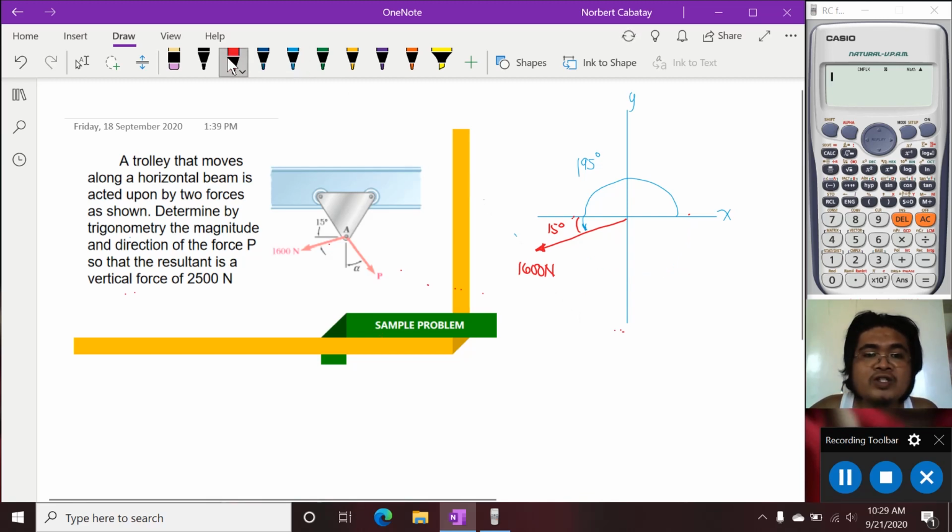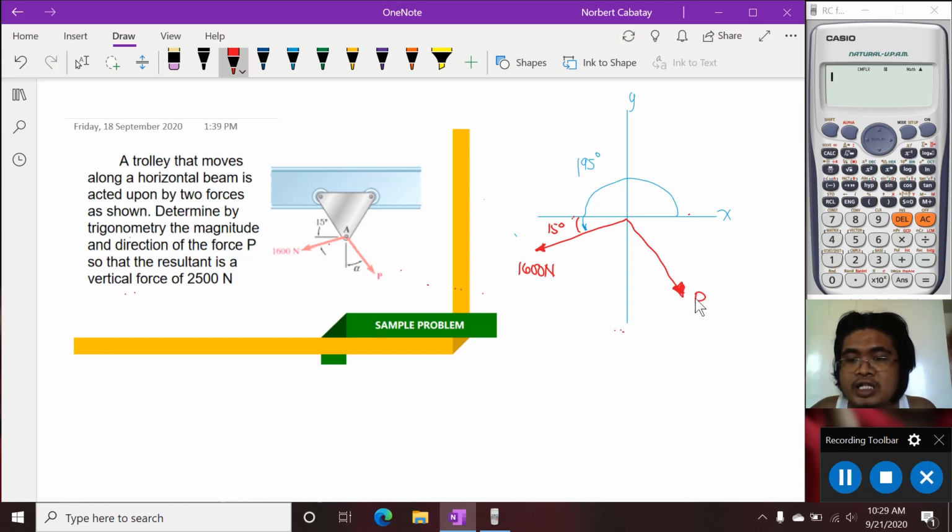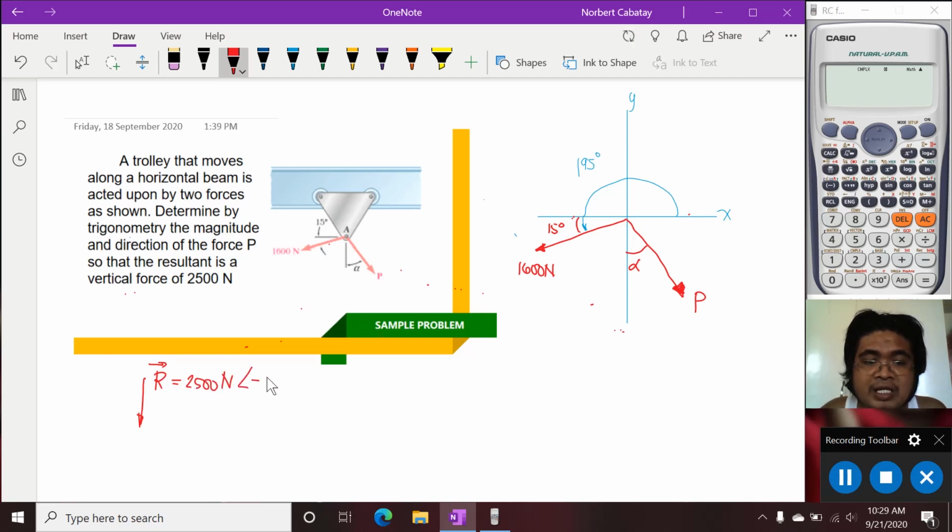Then, another force P, which is unknown in value, and this angle is given as alpha. And the resultant is directly downward. The resultant is given as 2,500 newtons in magnitude, and the angle must be negative 90 because it is directly downward, measured from the positive x-axis clockwise.